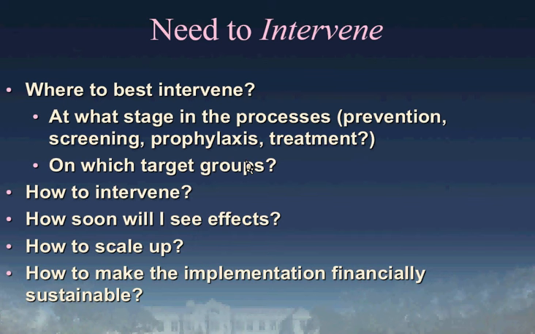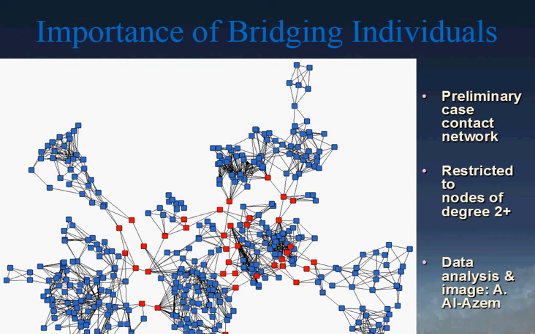And if we're trying to understand where to intervene, in the case of communicable disease at the prevention level, screening level, prophylaxis level, treatment level, which target groups, how do we intervene? How soon will I see effects? How can we scale this up? What would the effects of that scale up be? How far do we have to go to hit a tipping point where we've achieved herd immunity? What do we have to do to make this implementation sustainable? We're once again grappling with systems effects.